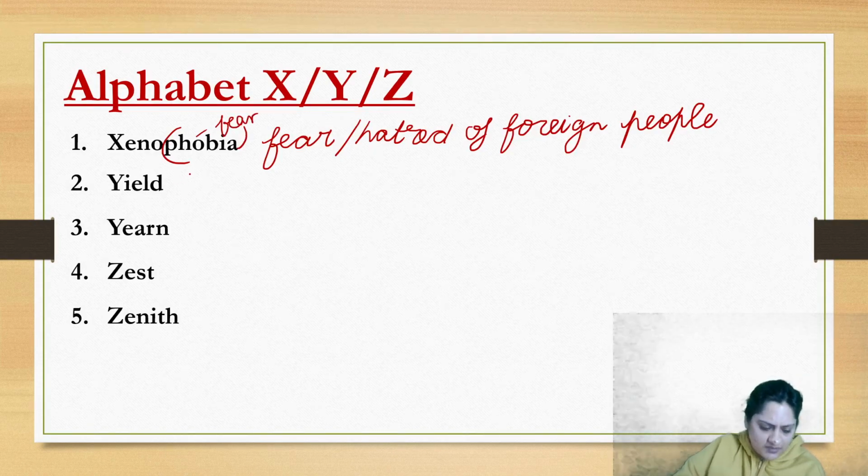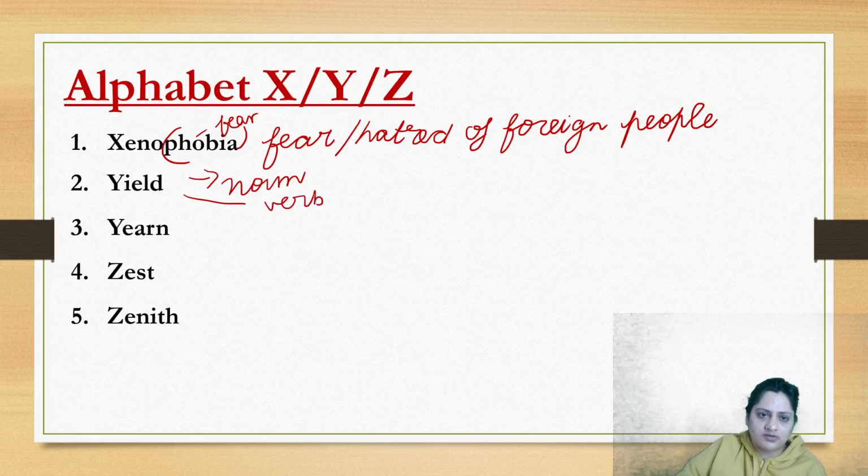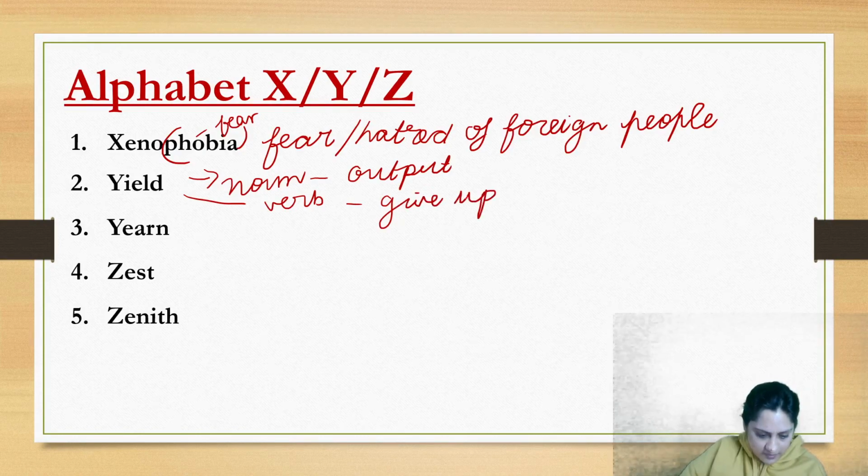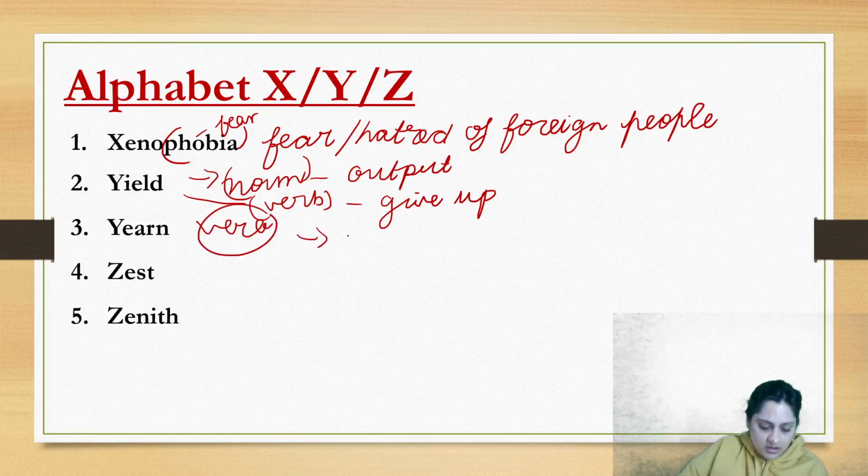XYZ, there are not many common words, but whatever there are, these are the ones which are important. Now remember, yield you can use as a noun also, as a verb also. As a noun, it means output, but as a verb it means to give up, to quit, to stop, to surrender. Yield to the pressures. Yearn, as a verb, means when you have a strong desire for something, you want something very much, you yearn for it.